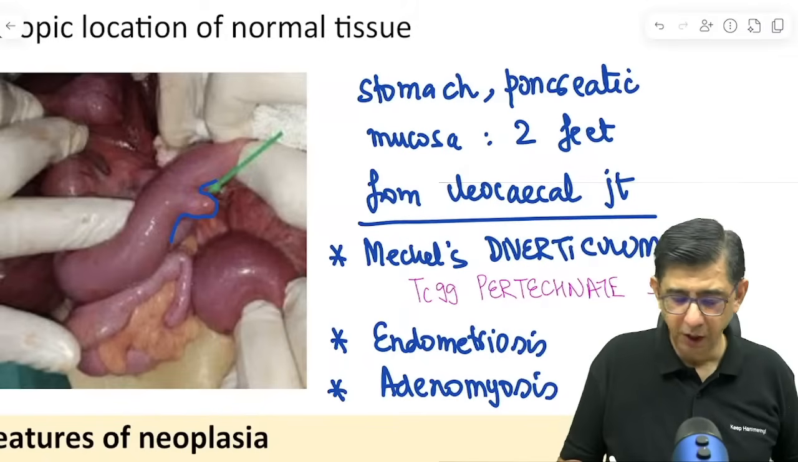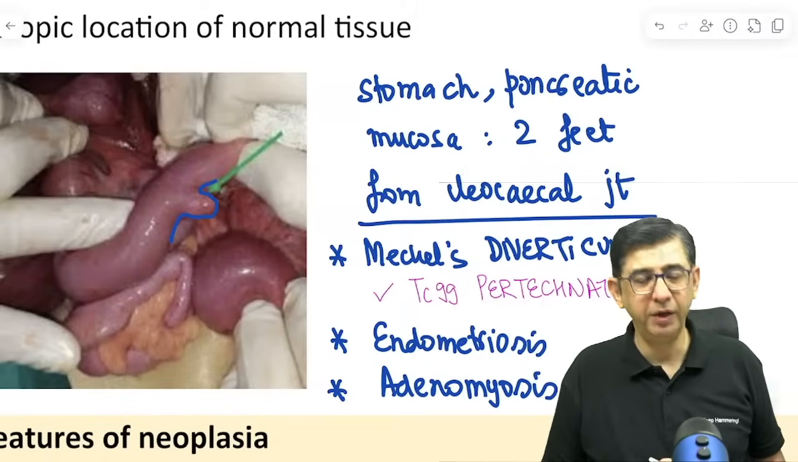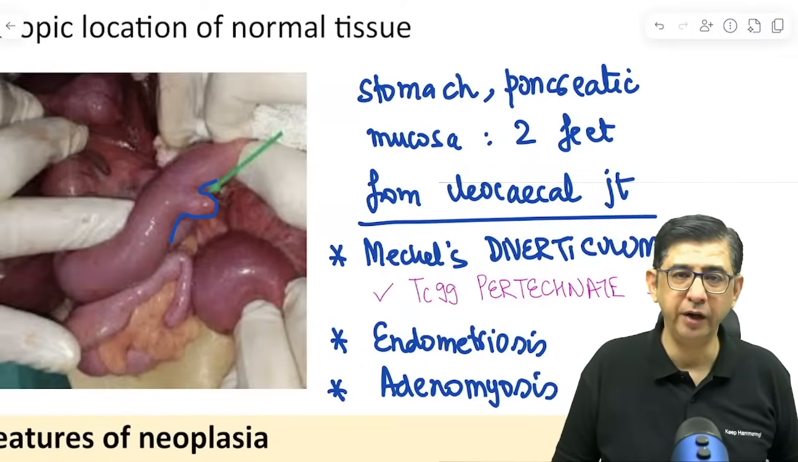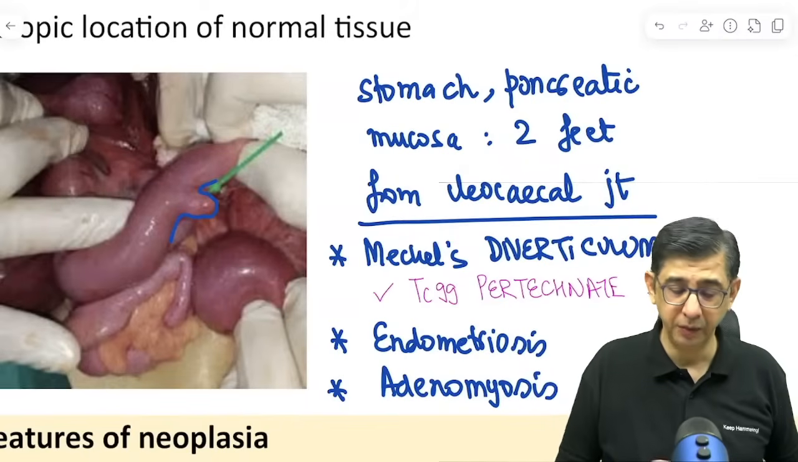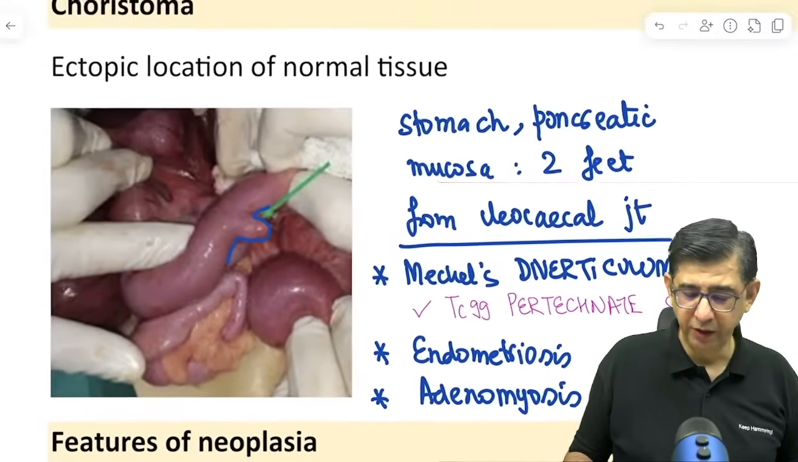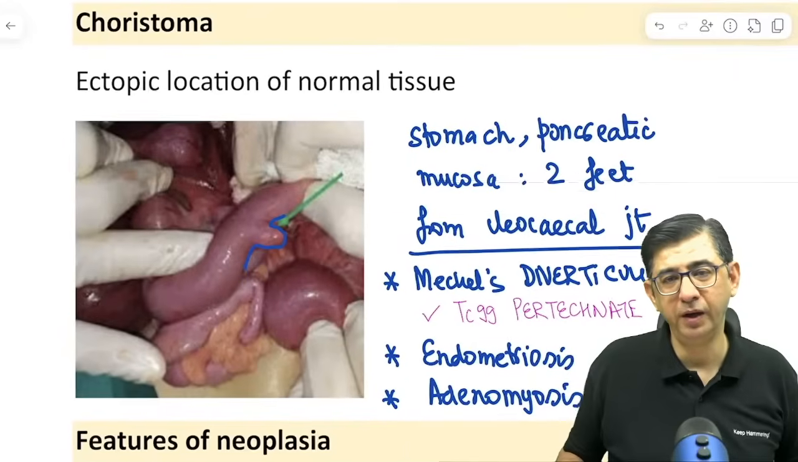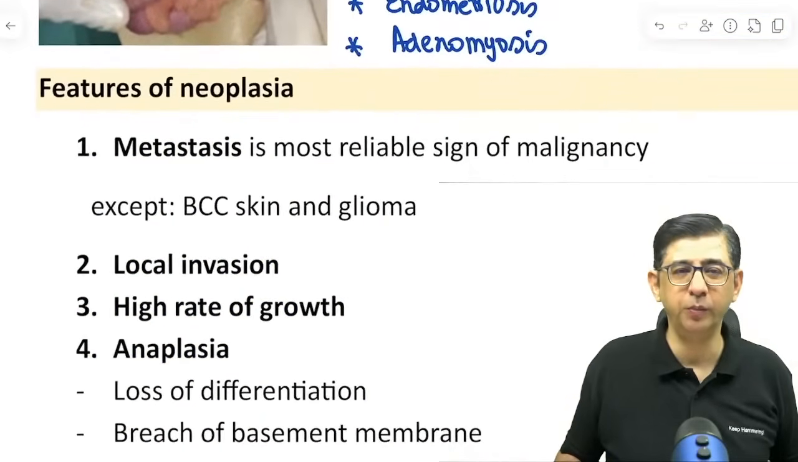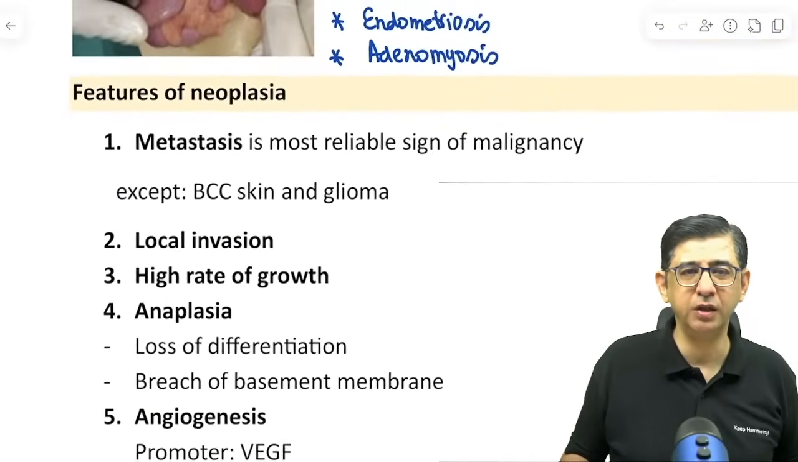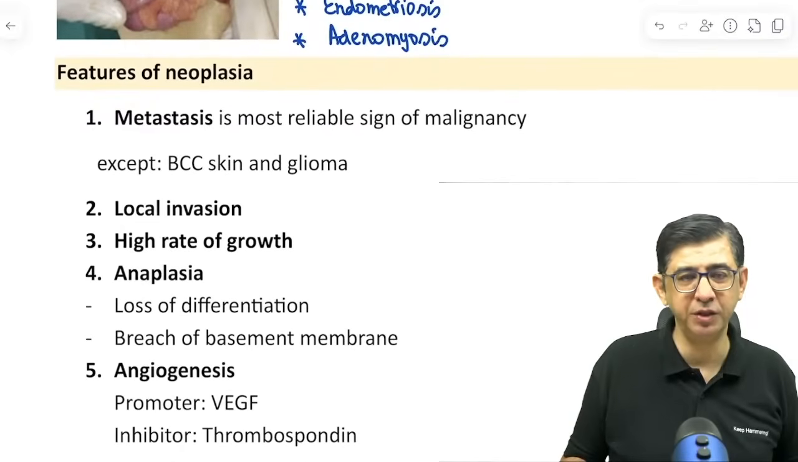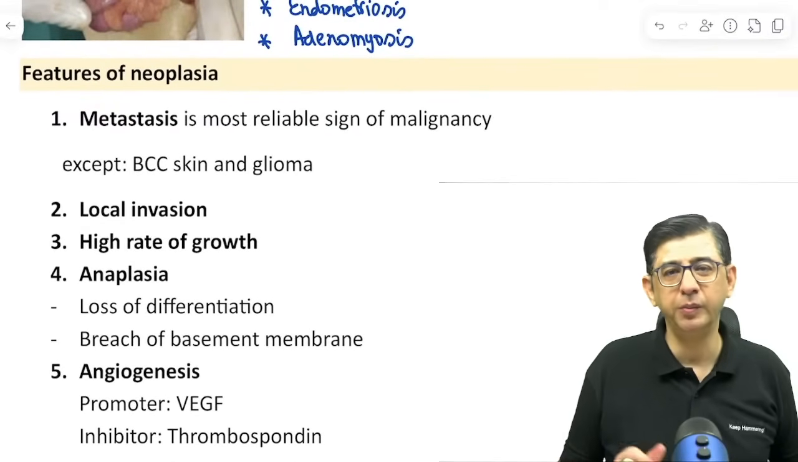Even if it's a pathology question, he will incorporate the technetium 99m pertechnetate scan in the identification of Meckel's diverticulum. So at the moment we started regarding choriostoma as a topic, and next up would be features of neoplasia. So let's just talk about neoplasia ke manifestations, and then I'll talk about difference from dysplasia.